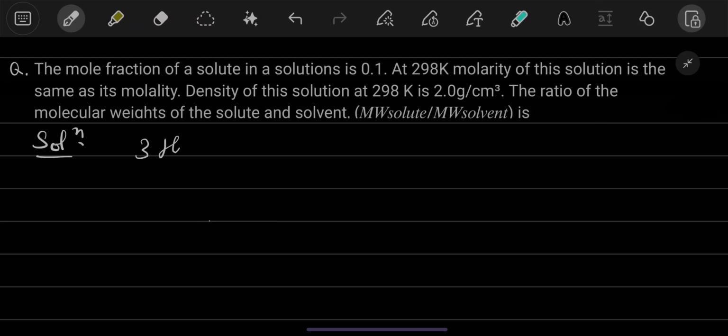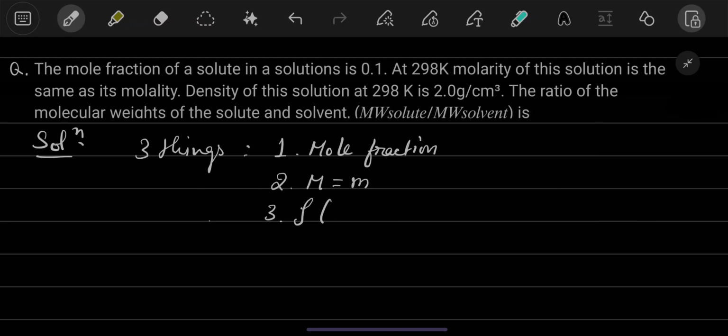The three things are, number one, we'll find with the mole fraction. Number two, we'll get from this equation that is asked, that the molarity is equal to molality. Number three, that is the density is given.